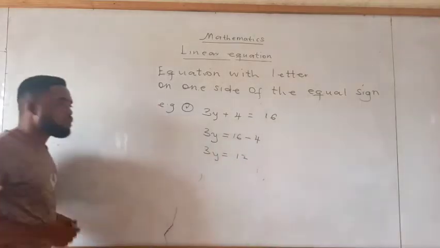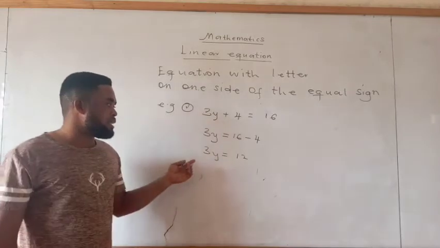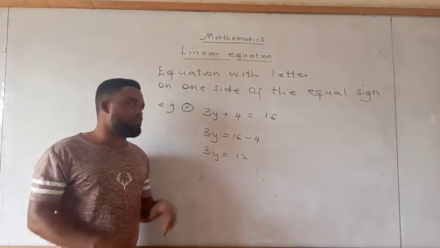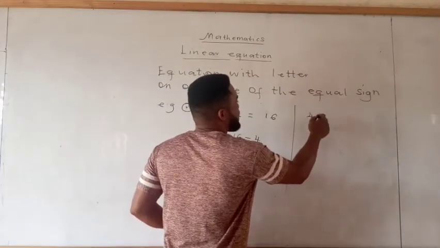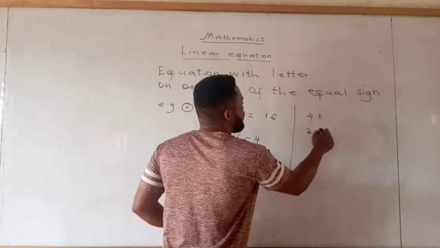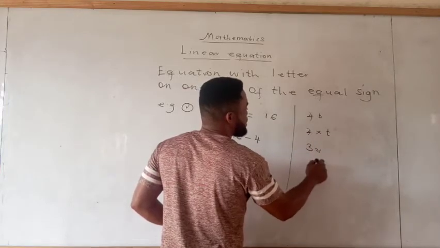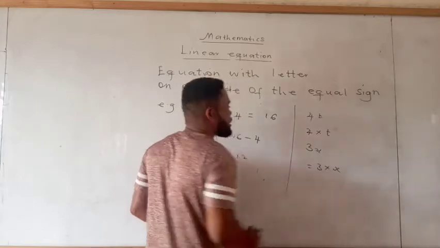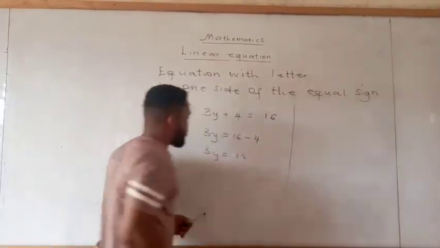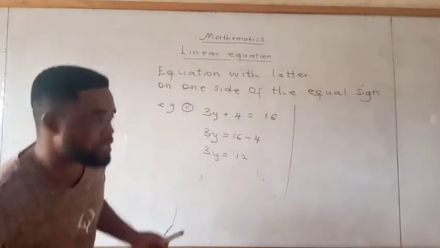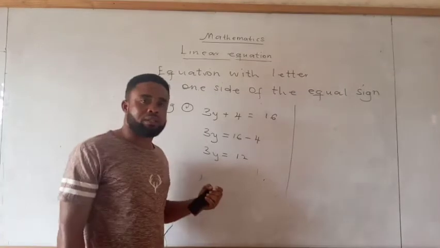12. Okay. So when you get here, now you can see that the 3y here, in mathematics, anytime you have terms like 4t, it means 4 times t. 3x, it means 3 times what? X. So, alright. 3y here simply means that 3 is multiplying y.